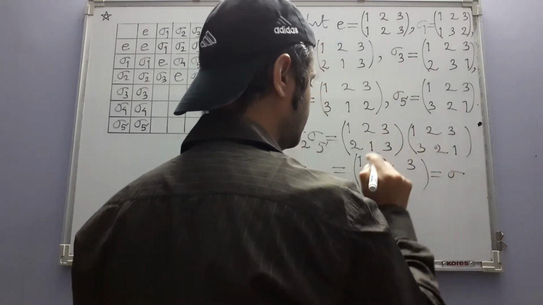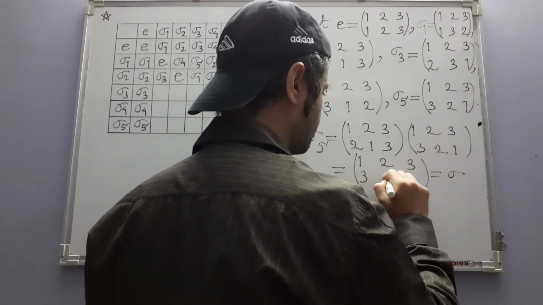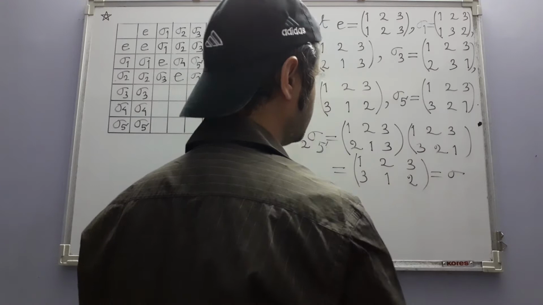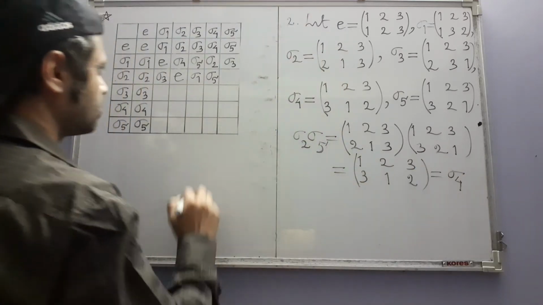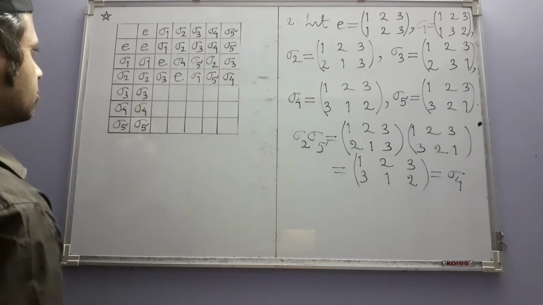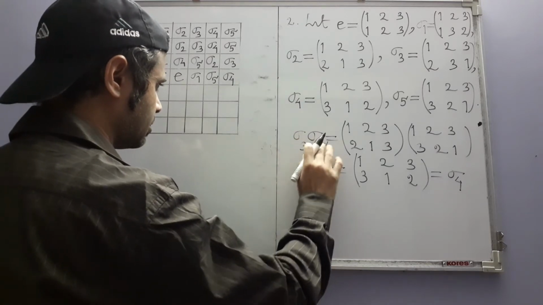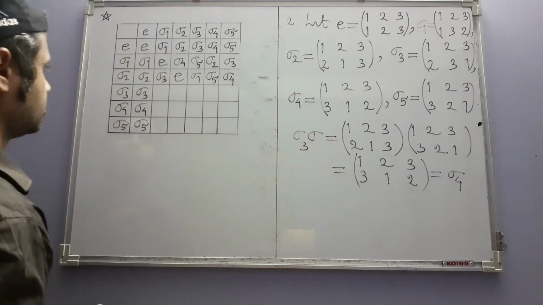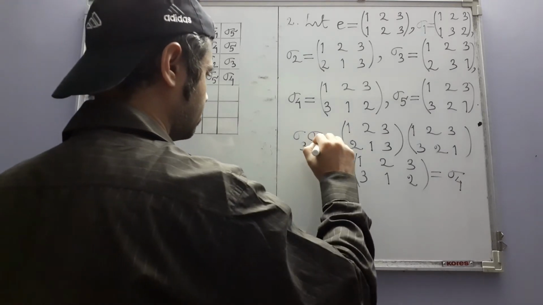1 to 3, 3 to 3, 1 to 3, 2 to 2, 2 to 1, 2 to 1, so that means this will be 2, 3, 1, which is sigma 4. Okay, next. I will explain the reason afterwards. Okay, next sigma 3, sigma 1.